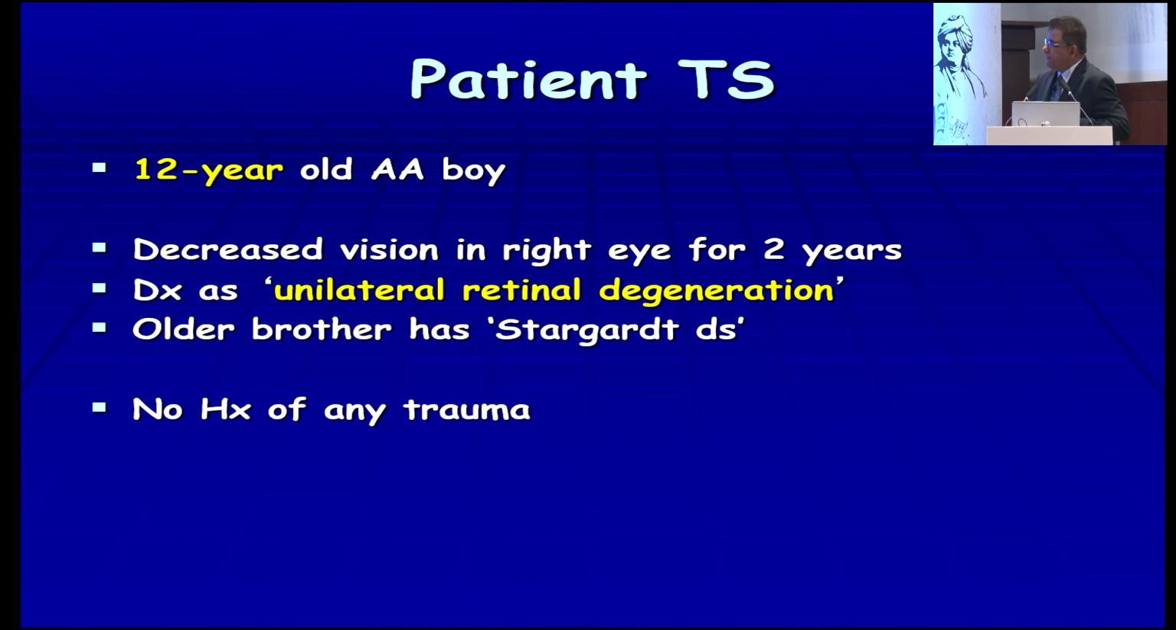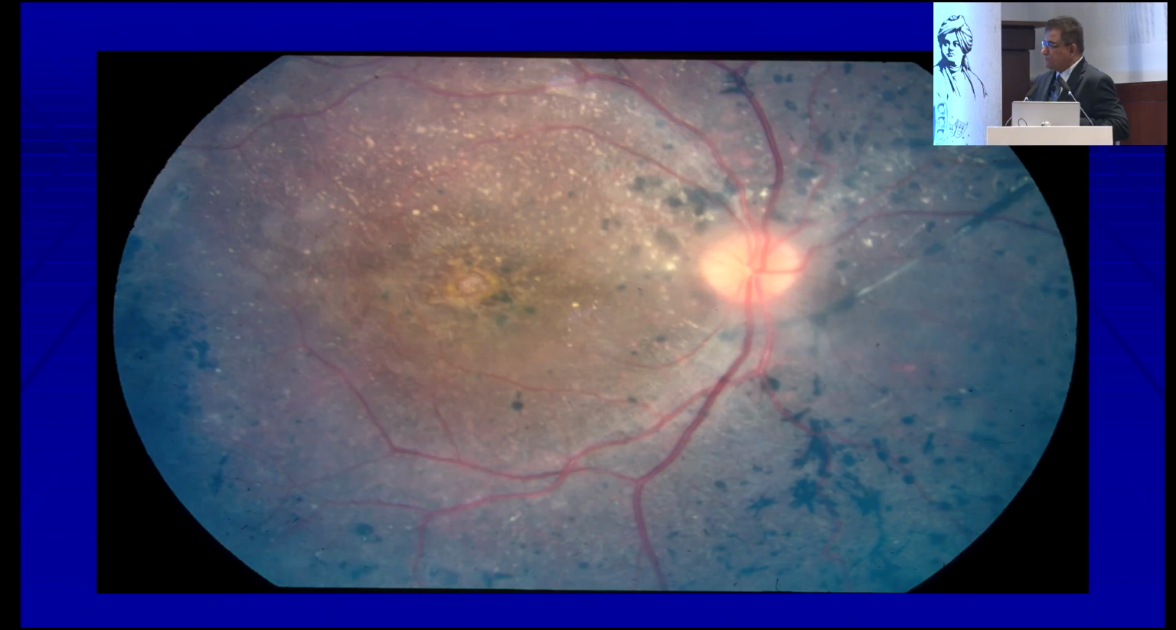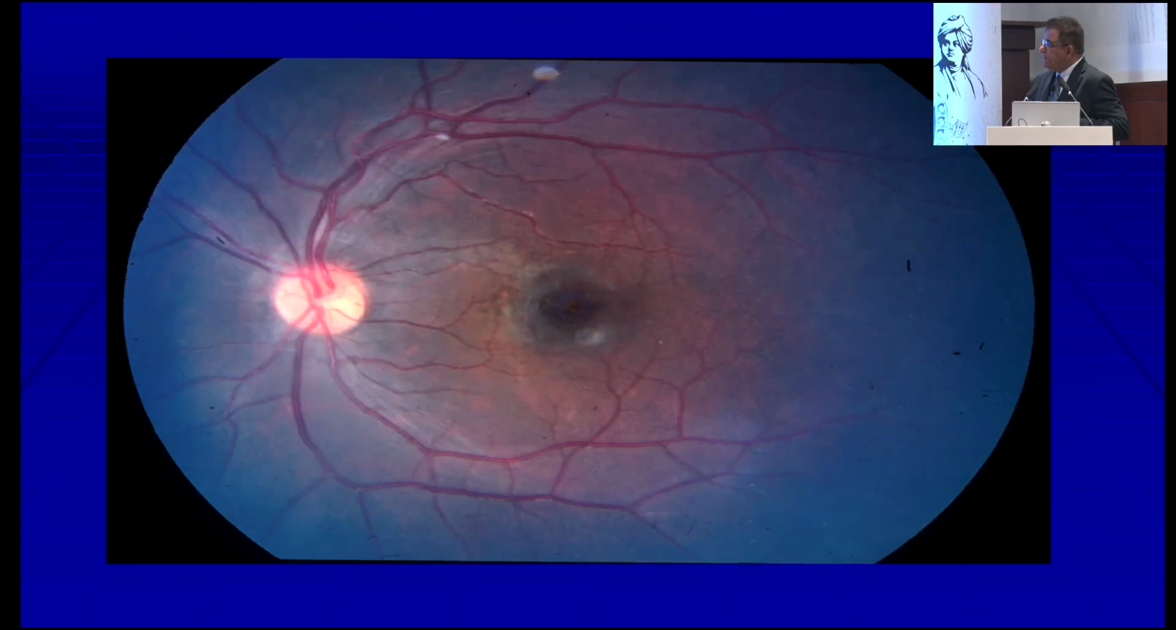A 12-year-old boy, unilateral retinal degeneration. Older brother was known to have Stargardt disease. Whenever you talk about unilateral retinal degeneration, always think about trauma, but there was no history of trauma. Vision was worse in the right eye, but even the left eye was slightly down. That shows you a total retinal degeneration in that right eye. The left eye, relatively speaking, looked normal, although it was not normal.